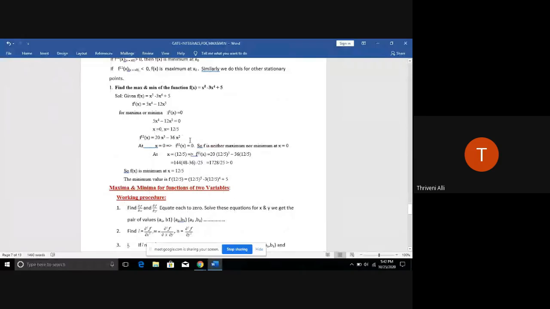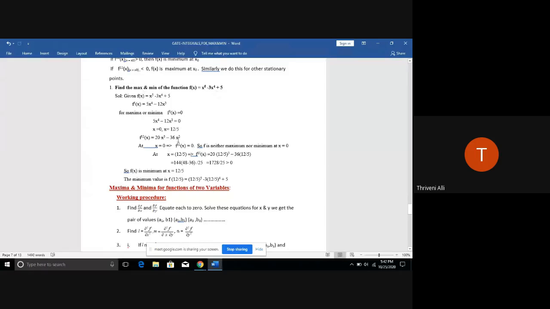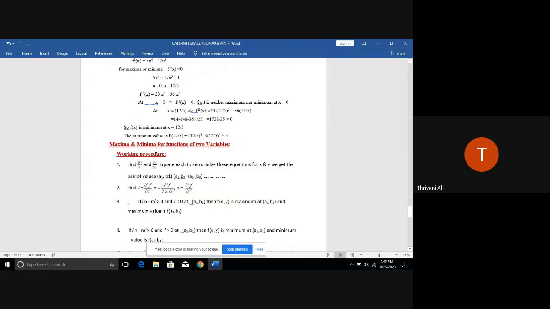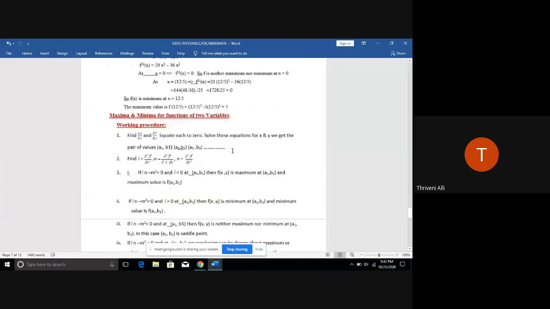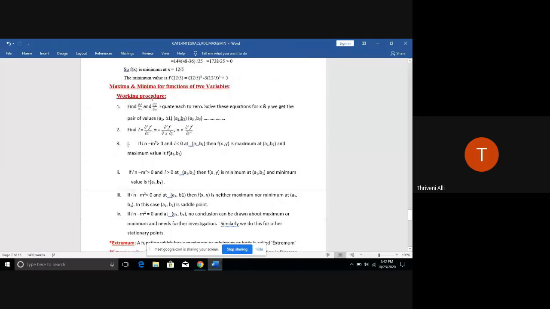So I explained this maxima and minima topic for a function of a single variable. For maxima and minima of a function of two variables also, they will ask. This is the procedure. First, we have to find dou f by dou x and dou f by dou y and equate them to 0. We get the equations. By solving those equations, we get the points a1, b1, a2, b2 and so on.